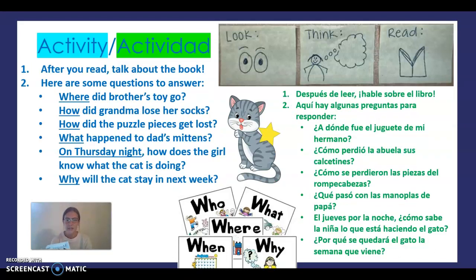Once you're finished reading, I know this looks like a lot of words on this slide. And it is, because we have a lot to talk about. This book was really interesting. A lot happened. There was something going on every single page. So after you read, you're going to talk about the book with your parent. So here are some questions to answer.